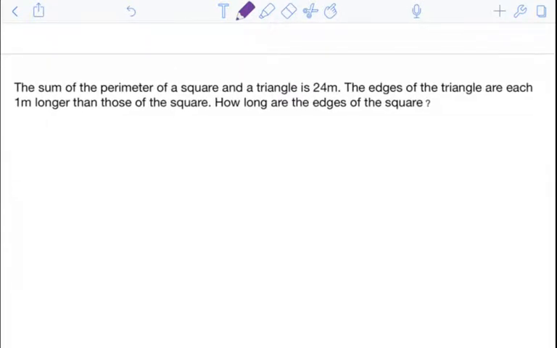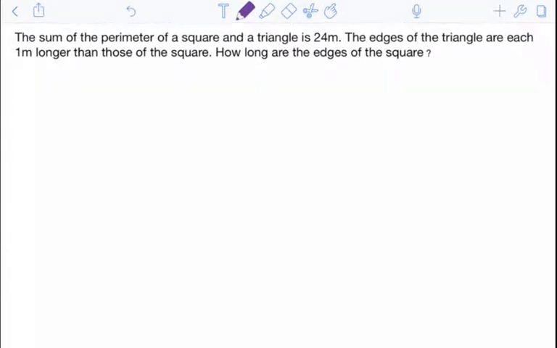Oh wow, it's a mathy one. The sum of the perimeter of a square and a triangle is 24 meters. The edges of the triangle are each 1 meter longer than those of the square. How long are the edges of the square? Okay, well, before we even start problem solving, it might be helpful just to draw a triangle and a square.